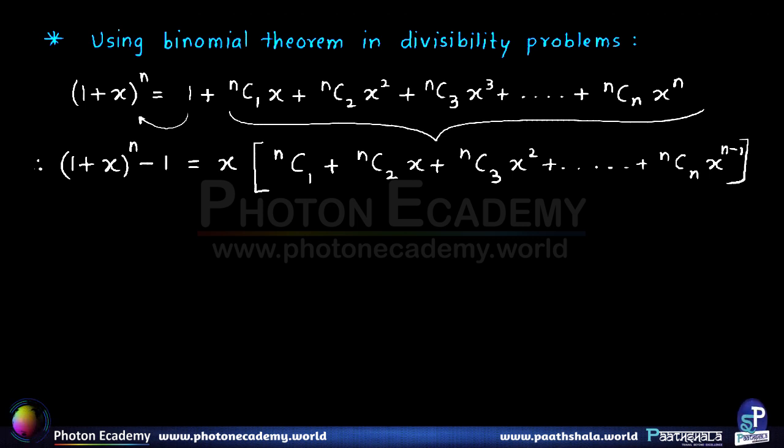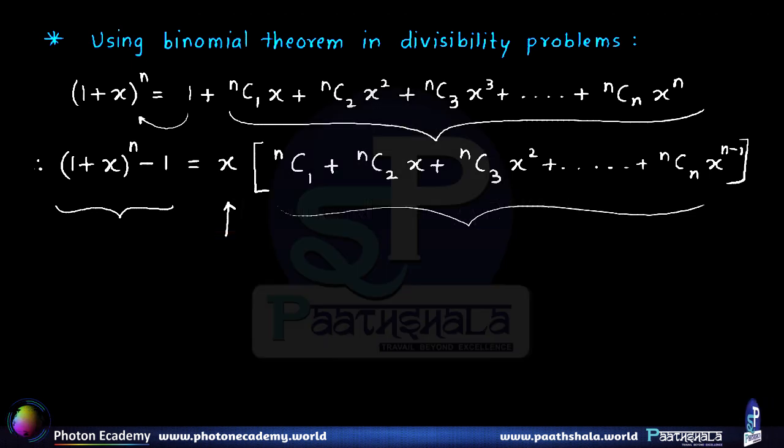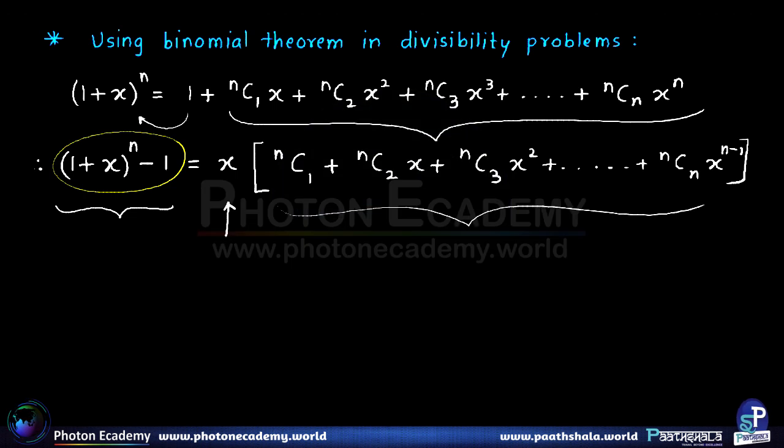So basically it's clear that the expression which is on the left hand side can be written as x into some particular number. So therefore it means that the expression which is on the left hand side is divisible by x. So that way we try to show that if a particular expression is divisible by x, then we use the binomial theorem in this particular manner. Now let us solve a few questions so that this idea will be clear.